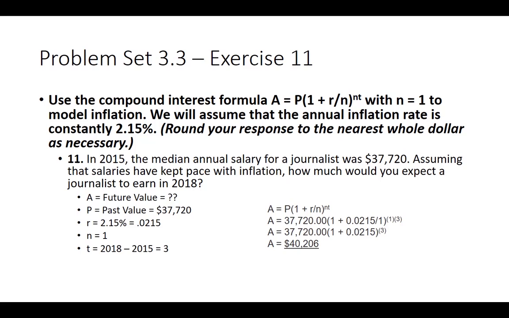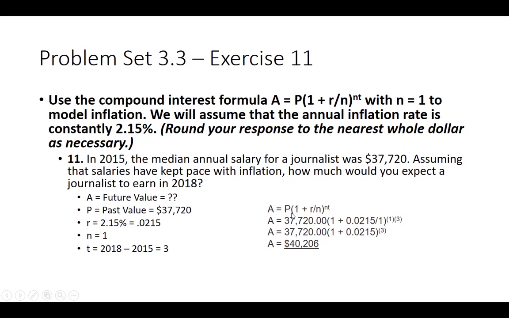T, we have to do a little bit of work for. 2018 minus 2015 is 3, so T is 3 years. We use our formula, and we plug in these values. We have everything except A. So just like we did in the first 5, we crank out this formula.